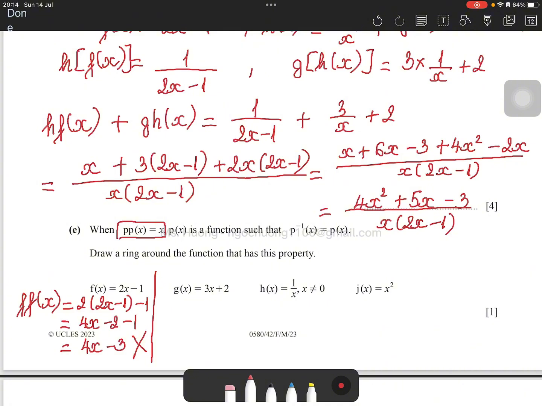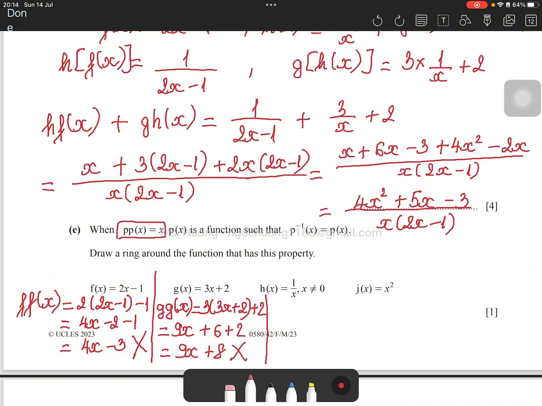The second choice, we'll find g of g of x. So I will substitute 3x plus 2 into the function g. And this is 3 times 3x is 9x, 3 times 2 is 6, and then we add 2. So the answer for this is 9x plus 8, which is not x.